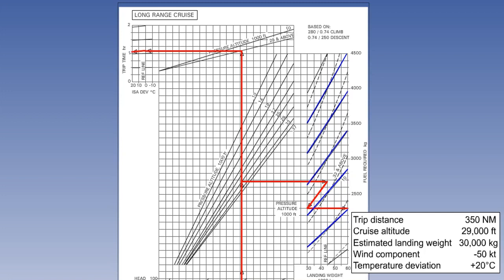Parallel the diagonal lines up and right or down and left to intercept the cruise isodeviation temperature line. In this case, down and left to +20. Go horizontally left, if necessary, to read off the trip time, which in this case is 1.05 hours or 1 hour 3 minutes.